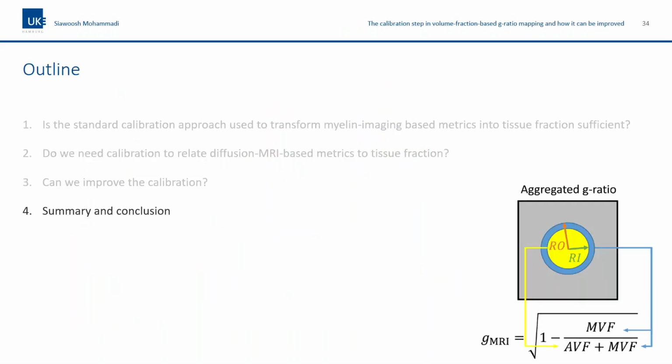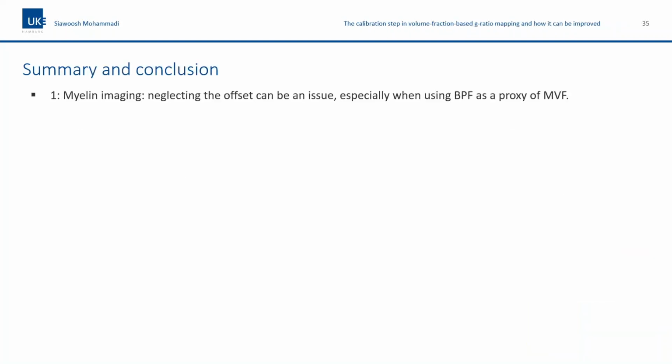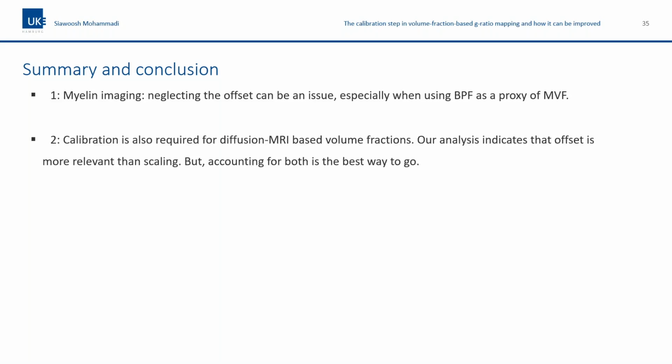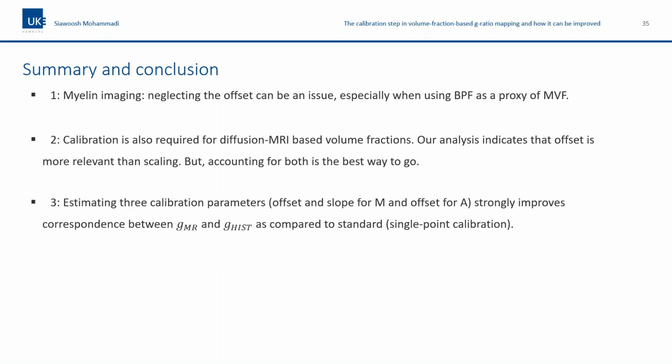Okay, to sum up, we have seen that we need an offset for myelin water imaging approaches as well. It is good to take also an offset for the diffusion approaches, at least for the models we have looked at, and that having more calibration parameters in our estimation would help.